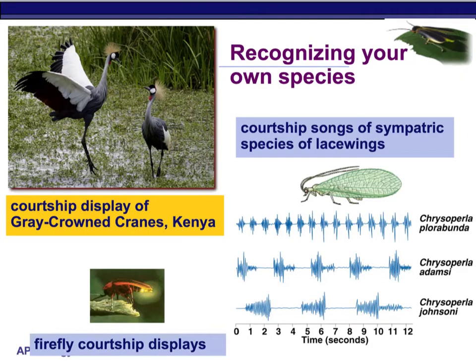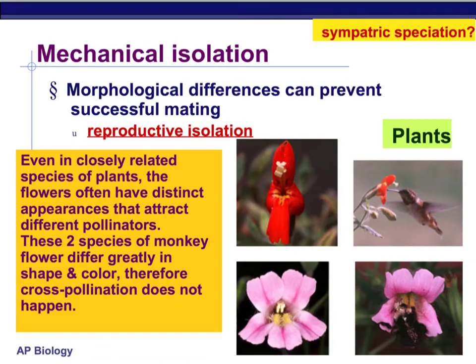Okay, so here are just some more examples of how behavioral isolation would take place. These guys are gray-crowned cranes. They're a species found in Kenya, and they also have a very elaborate courtship display. Here we have fireflies or lightning bugs that actually flash their little abdomen lights in a specific frequency, all in an attempt to attract a mate. And by the way, only the males flash. The females don't flash.